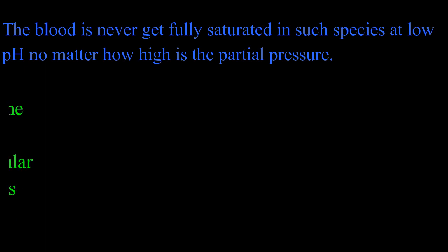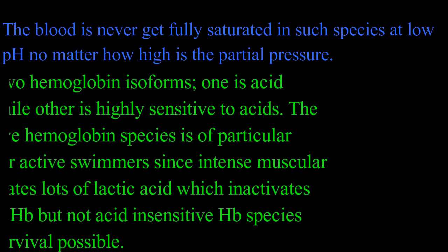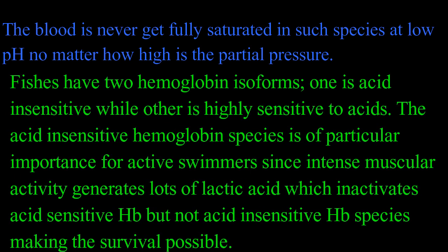The blood never gets fully saturated in such species at low pH no matter how high the partial pressure. Fishes have two hemoglobin isoforms. One is acid insensitive while the other is highly sensitive to acids. The acid insensitive hemoglobin is of particular importance for active swimmers since intense muscular activity generates lots of lactic acid, which inactivates acid sensitive hemoglobin but not acid insensitive hemoglobin, making survival possible.